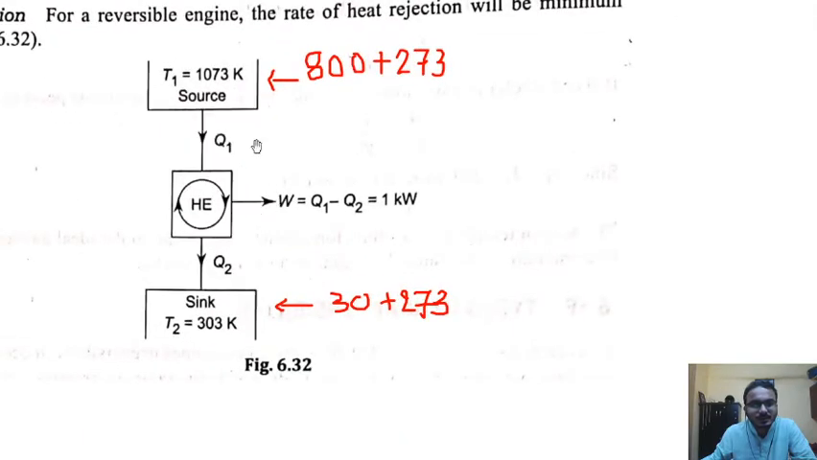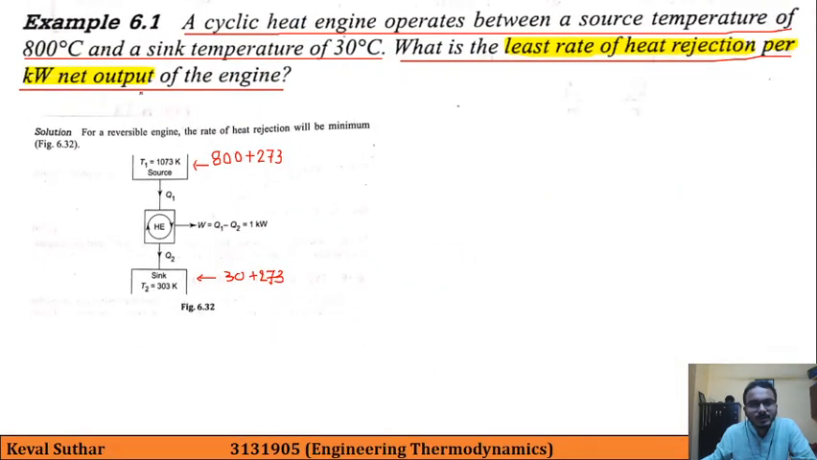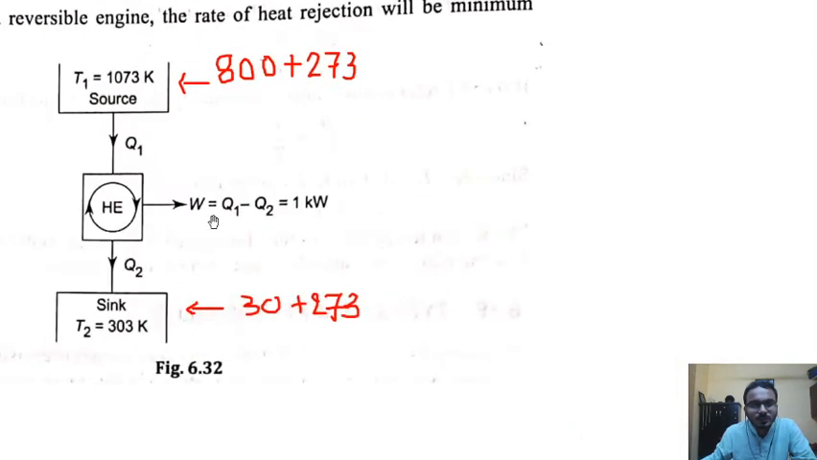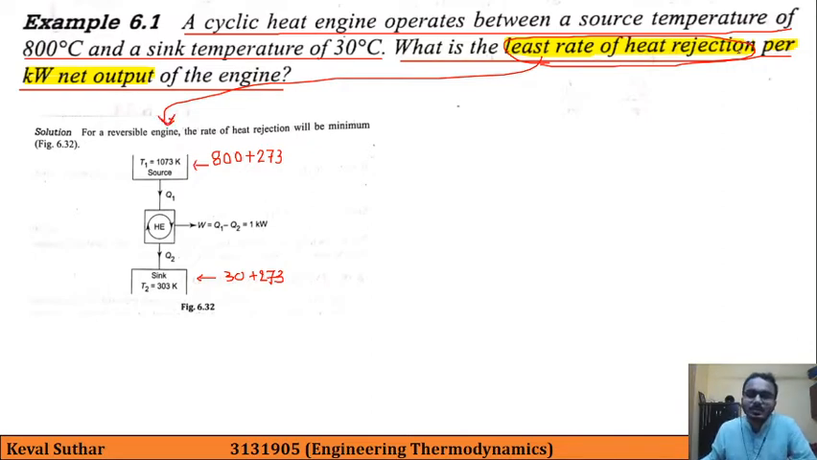Here, as I was telling you, it is per kilowatt net output. That's why the net output W is Q1 minus Q2, equal to 1 kilowatt. And the important thing is the least rate of heat rejection. Now how can we obtain the least rate of heat rejection? Only by having this reversible engine, because the reversible engine has the highest efficiency, and that is why it has the least rate of heat rejection.